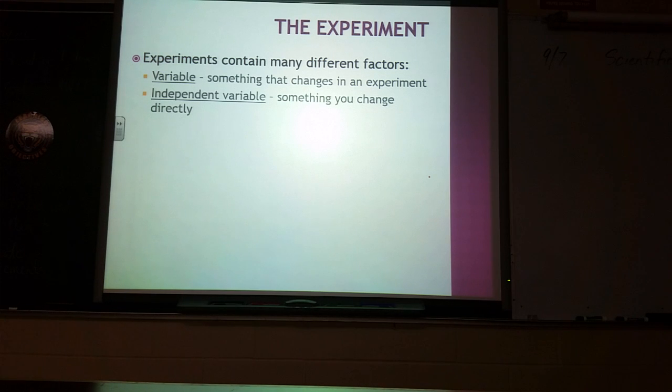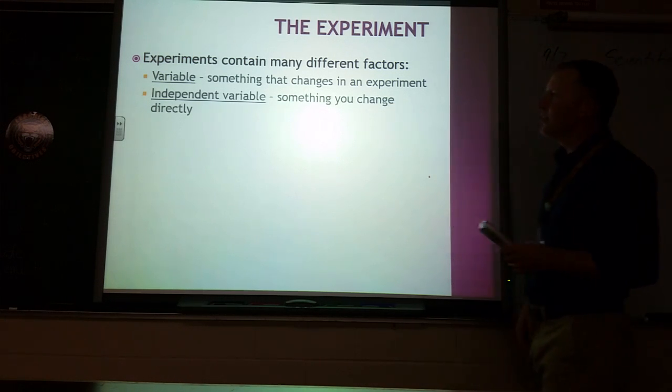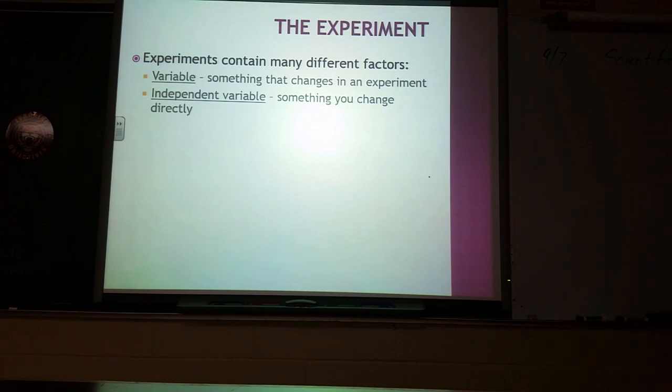So we break it up into 2 different varieties of variables. An independent variable is something you will change directly. We also sometimes call it a manipulated variable. But pretty consistently in this class, you'll see it as independent. Independent means it stands on its own. It's something that doesn't need another around it.